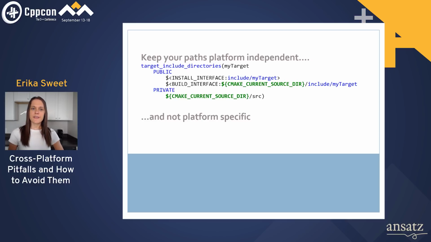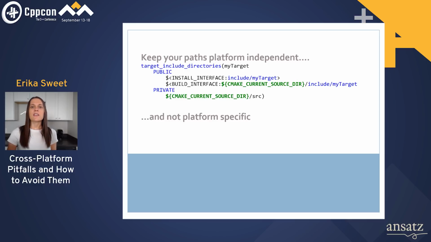A fourth example is to keep your paths platform independent and not platform specific. So in this example, there's a few things going on here. The relative path include/my_target for the install interface is being interpreted relative to the installation prefix. The variable CMAKE_CURRENT_SOURCE_DIR is going to evaluate to the source directory that's currently being processed. So in general, use relative paths, and in that same vein, if you're searching for tools, you can assume that the tool binaries are on PATH and fail otherwise to avoid searching in platform-specific directories.